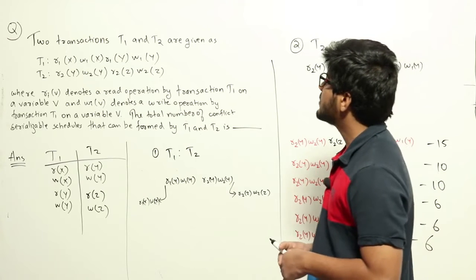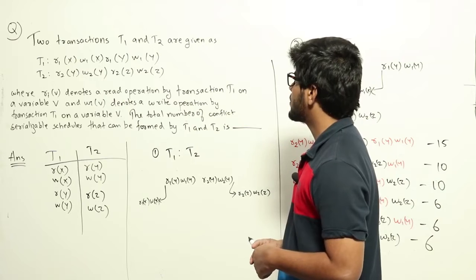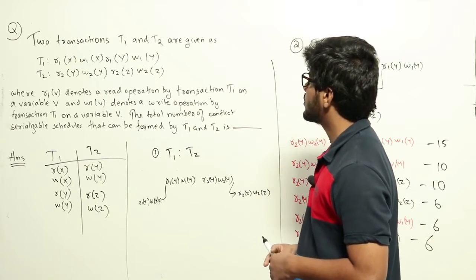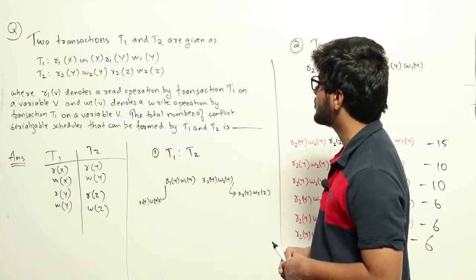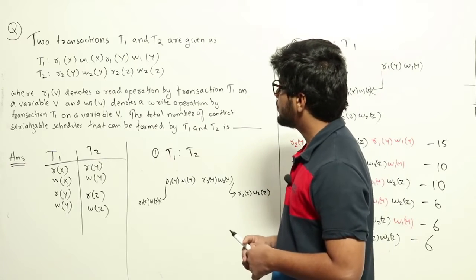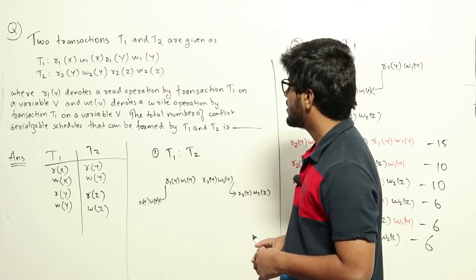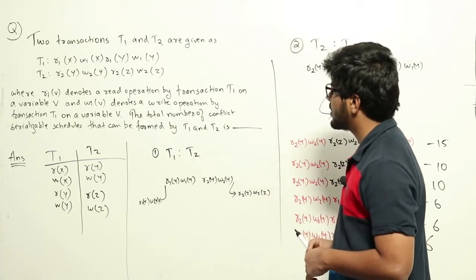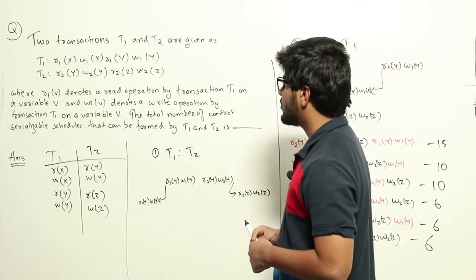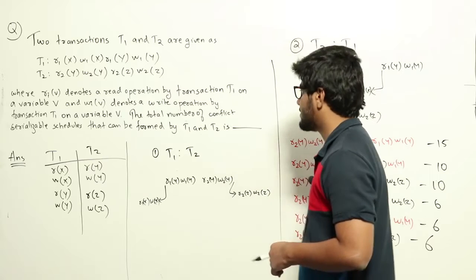Two transactions T1 and T2 are given as T1: R1 of x, W1 of x, R1 of y, W1 of y, and T2: R2 of y, W2 of y, R2 of z, W2 of z, where Ri of v denotes a read operation by transaction Ti on a variable v, and Wi of v denotes a write operation by transaction Ti on a variable v. The total number of conflict serializable schedules that can be formed by T1 and T2 is dash.